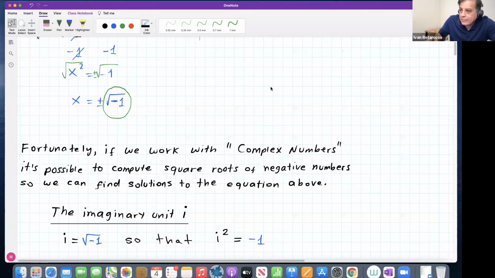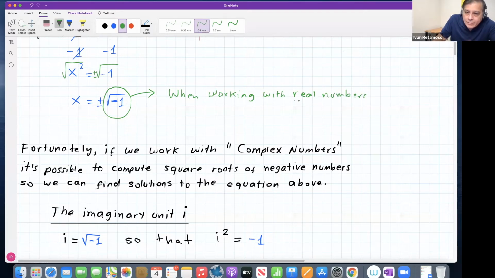All right, continue here. So let's just write this. When working with real numbers, this is undefined, right? Let's do it nicely here. This is undefined, but working with complex numbers, it makes sense.